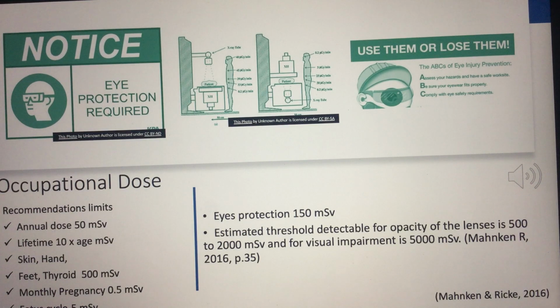Eyewear protection is essential during these procedures because thresholds exist: the detectable threshold for opacity of the lenses is 500 to 2000 millisieverts, and for visual impairment is 5000 millisieverts.